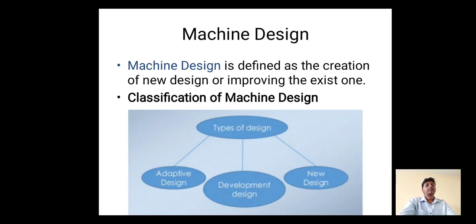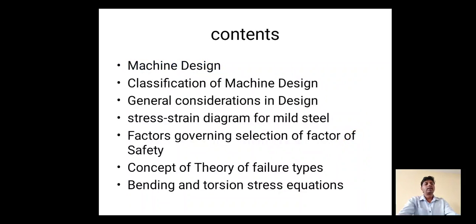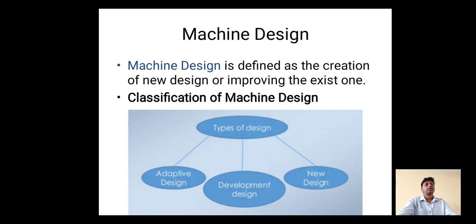First we have discussed what is machine design. It is nothing but the creation of a new design or improving an existing one. If something already exists and you are improving it, or you are creating a new design, that is machine design. There are different types: adaptive design, development design, and new design. Adaptive means an existing design is there, and you are only adopting new or small methods in it. New design means it is totally different, totally new. If you are researching and finding out, then it is called new design.